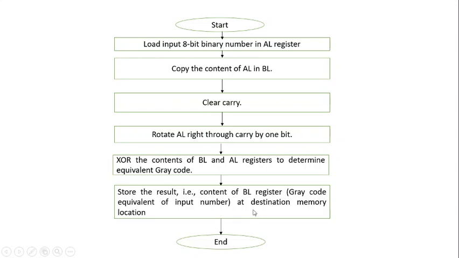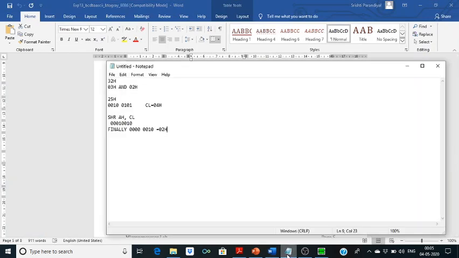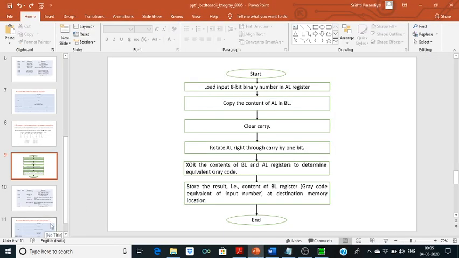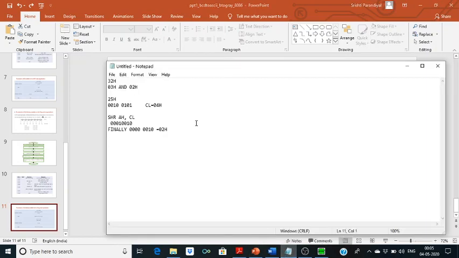So let me show you one example. Suppose we have taken one example here, like this, B5H. B5H I have taken. So for input we have taken B5H.